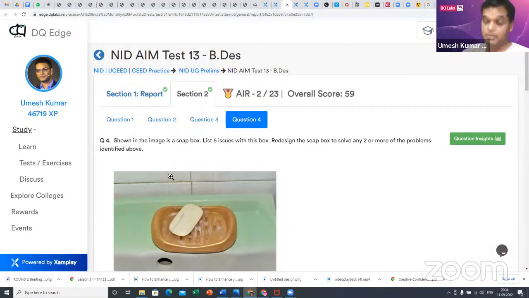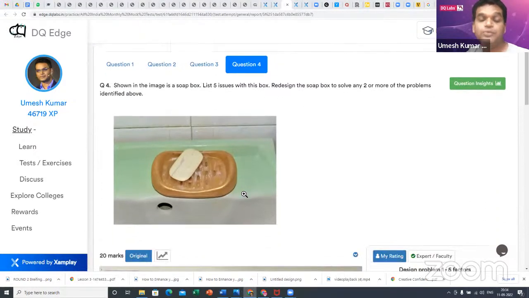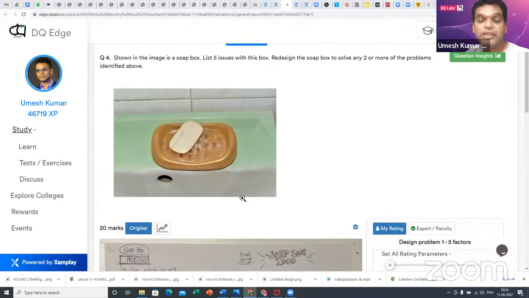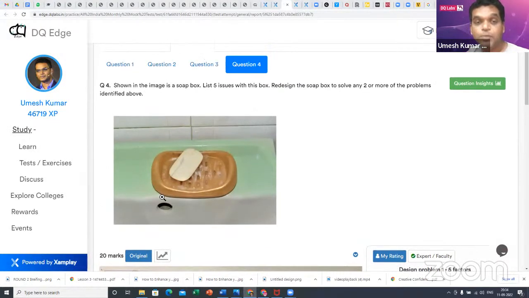Okay. Now let us go to the fourth question. Shown in the image is a soap box. List 5 issues with this box. Redesign the soap box to solve any 2 or more of the problems identified above. Okay, let us understand this soap box. So can each one of you list down some problems related with this soap box?